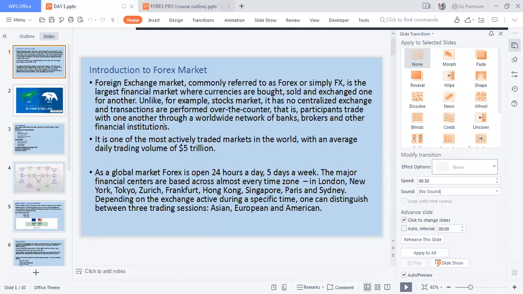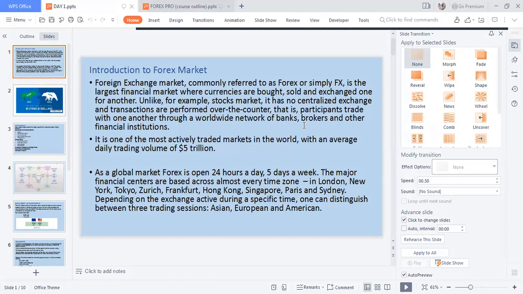Day 1, introduction to Forex. Forex is simply known as foreign exchange, and is the largest financial market where currencies are bought, sold, and exchanged for one another. Unlike stock markets, it has no centralized exchange, and transactions are performed over the counter. That is, participants trade with one another through a worldwide network of banks, brokers, and other financial institutions. It is one of the most actively traded markets in the world, with an average daily volume of $5 trillion.